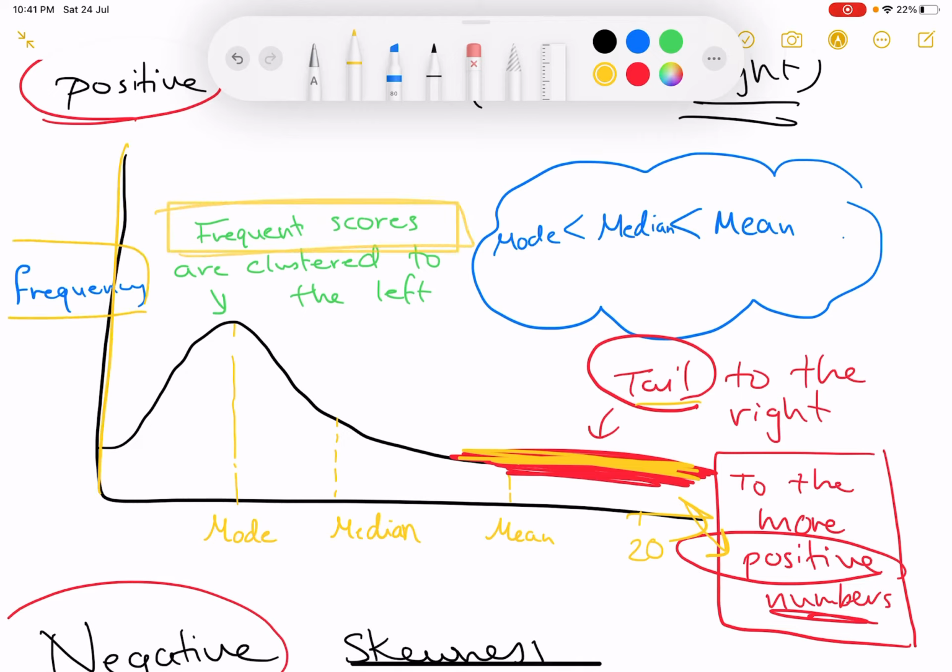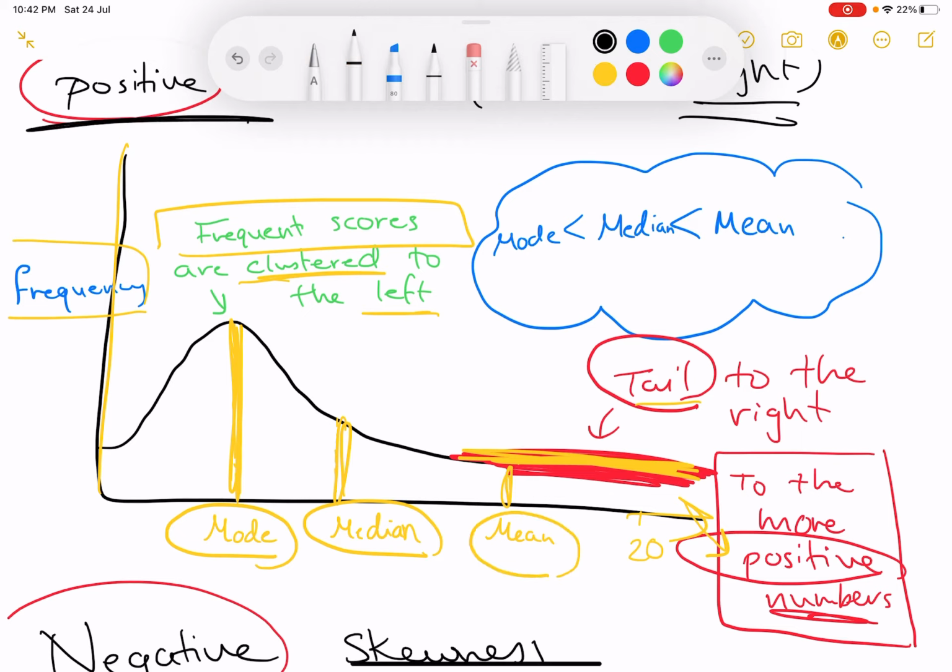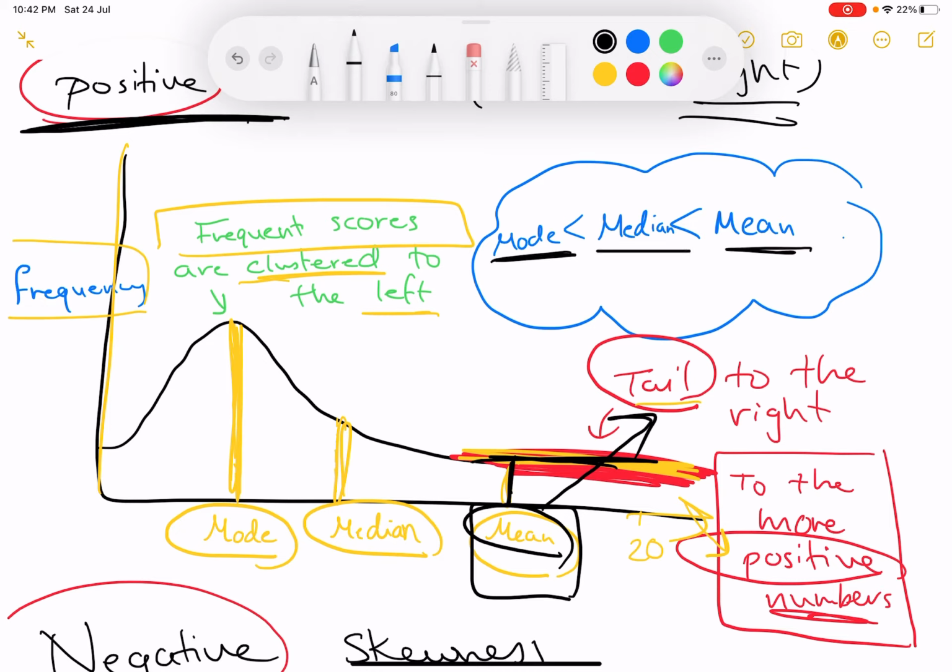The most frequent scores are clustered at the left, so it's here. This is the mode, and this here is the median, and here is the mean. So in all positively skewed graphs, the mean will be the greatest, and it will be close to the tail. So the mean is always close to the tail, and it's the greatest. Then comes the median in the middle, and lastly is the mode. The mode is to the left. It's just the highest point in the curve, because it's the most frequent one.